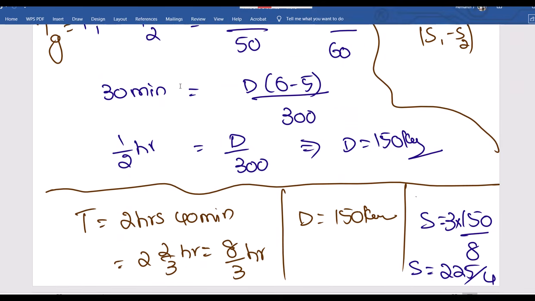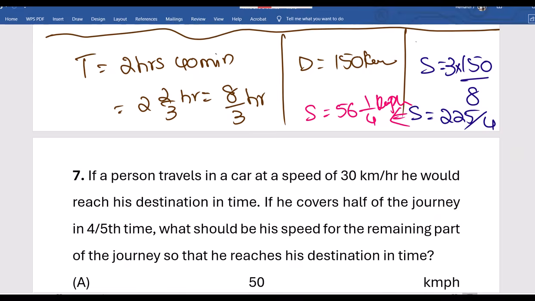So any doubt in this question? It is a next level question, to be frank, I do agree. But any doubts, please let me know. From this, speed is 56 1 by 4 kilometers. Time gain concept, that is fine.